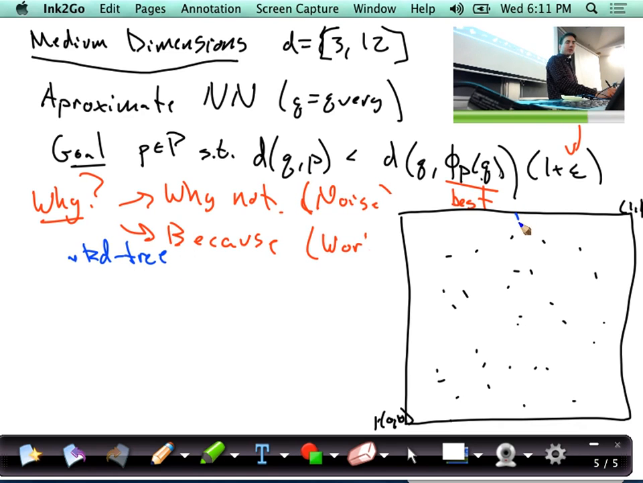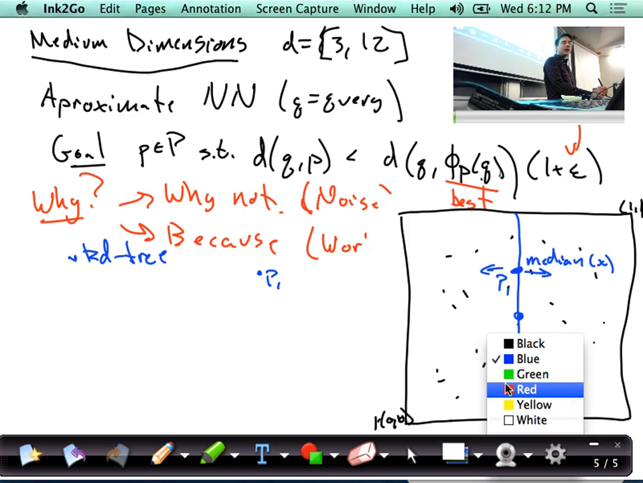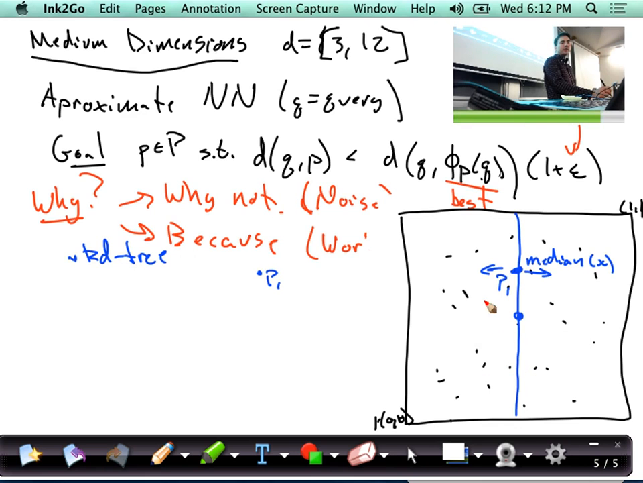Instead of just splitting in the one-dimensional space, we take the point with the median x coordinate. If I sorted all the points by x, this one is the median, and I divide the points here. I'm going to call this one P1. Then I have a tree, and this point P1 is at the root of the tree. But I need to do this in other dimensions.